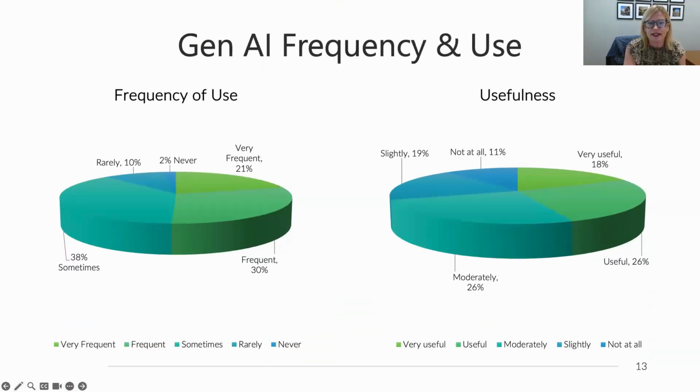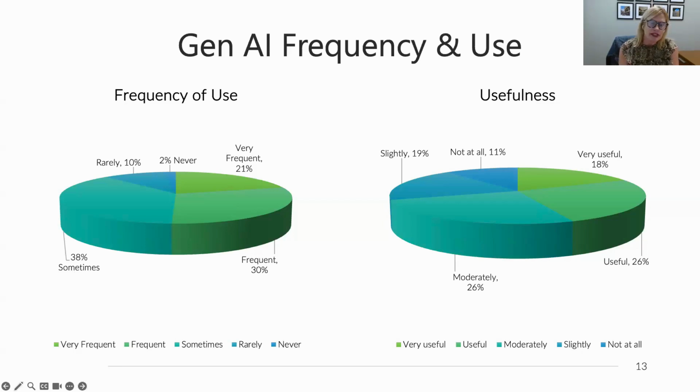So this looks at Gen AI frequency and use. Are instructional designers using this with some frequency? You can see from the pie chart that between very frequent and frequent, that's 51%. And then we have some sometimes with 12% in the rarely and never category.